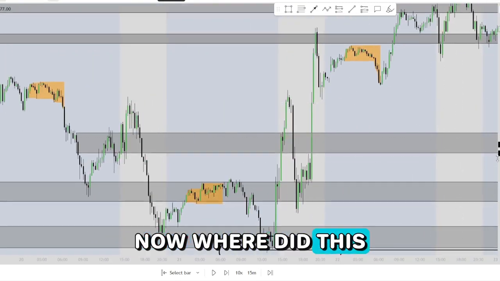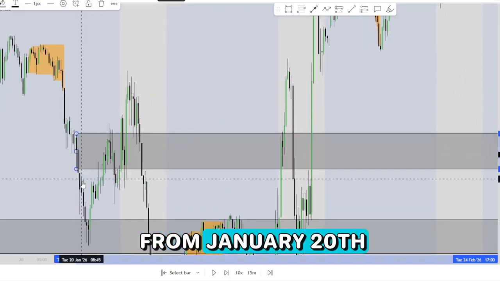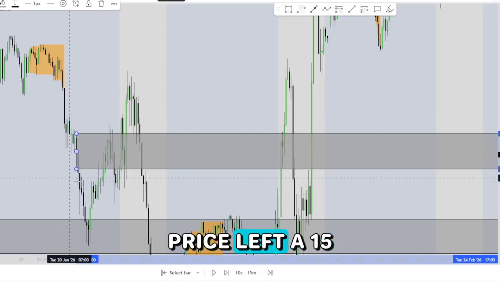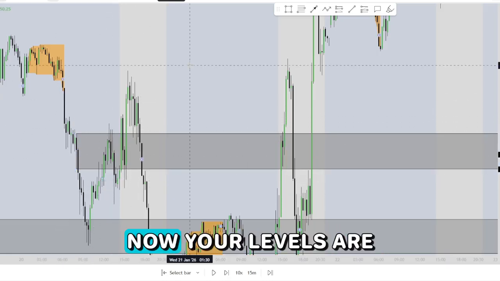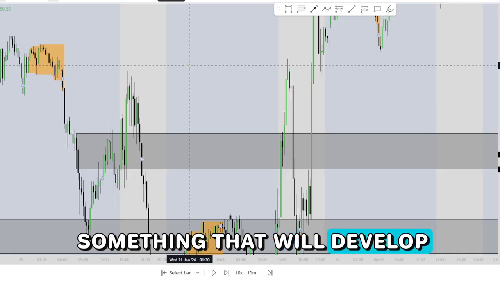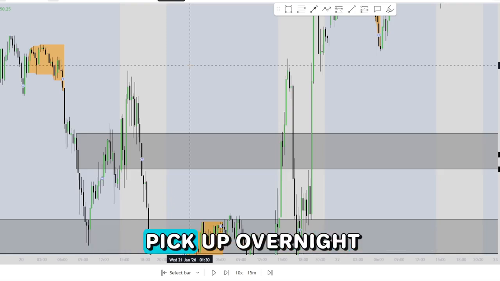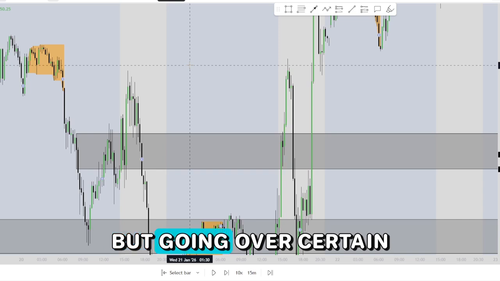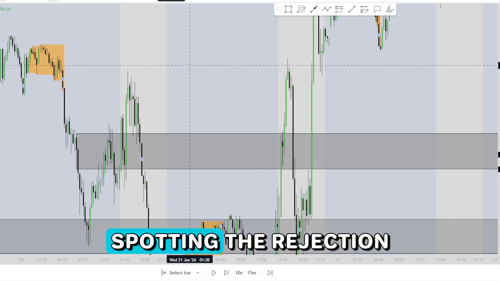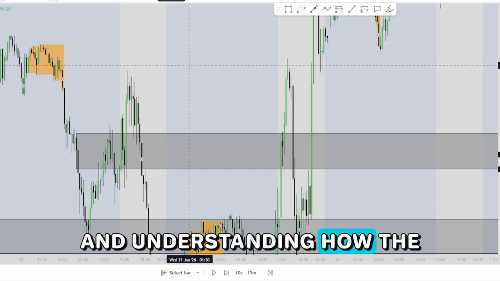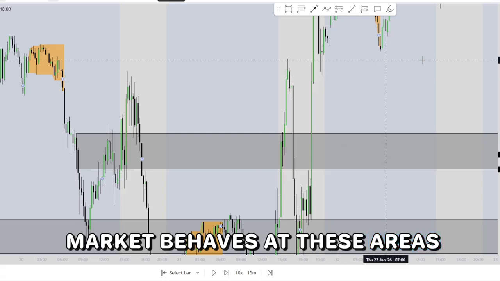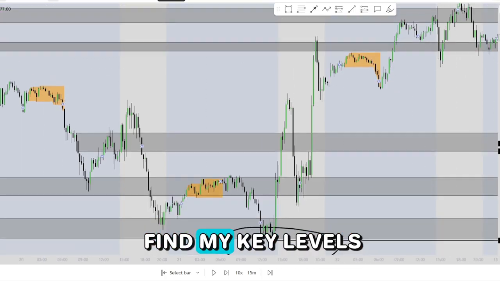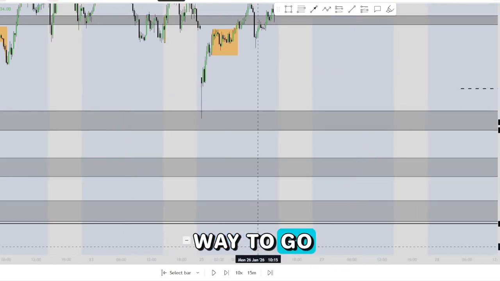Now, where did this level come from? So this level came from the 20th of January. Price left a 15-minute fair value gap. Now, your levels are something that will develop with time. It's not something you'll pick up overnight, and you certainly won't pick it up by watching this video. But going over certain fair value gaps, spotting the rejection, and understanding how the market behaves at these areas is roughly how I find my key levels, and it's roughly the way to go.